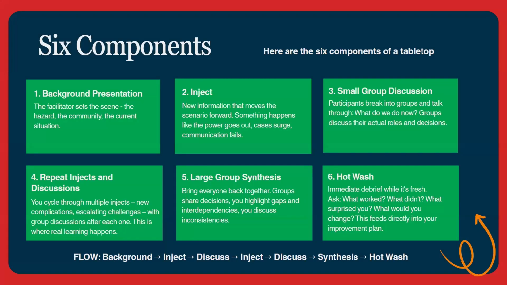Overview. So here are the 6 components of a tabletop. Think of them like building blocks. 1. Background presentation. The facilitator sets the scene, the hazard, the community, and the current situation. 2. Inject. New information that moves the scenario forward. Something happens, like power goes out, cases surge, communication fails.